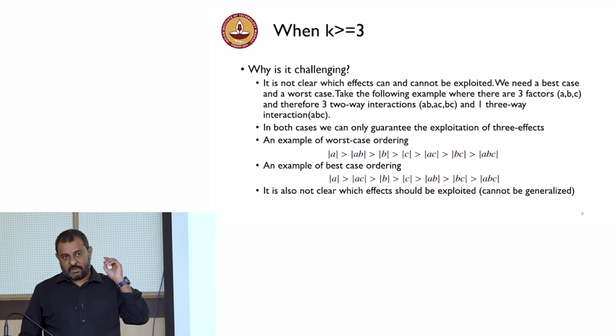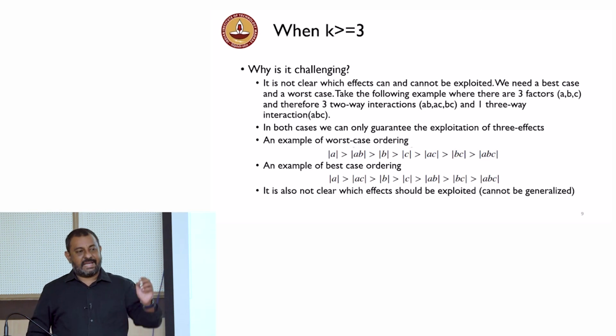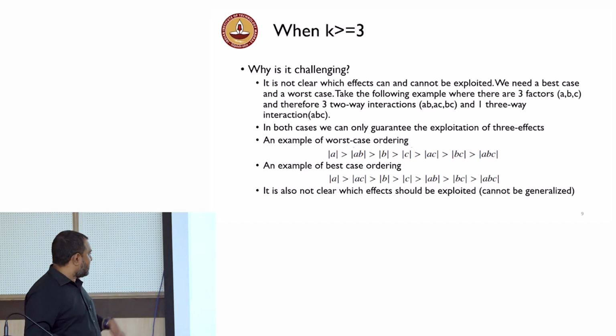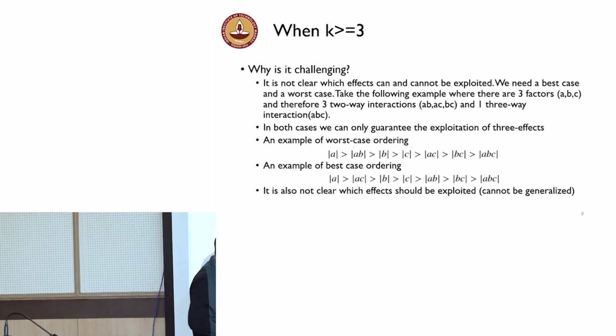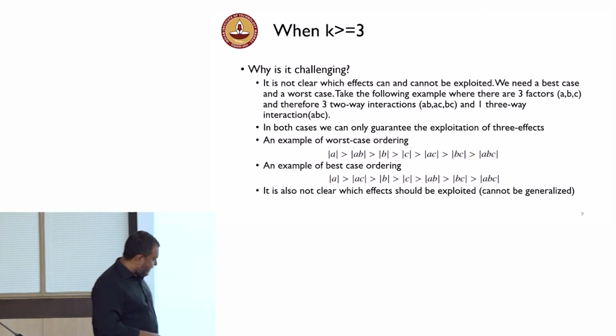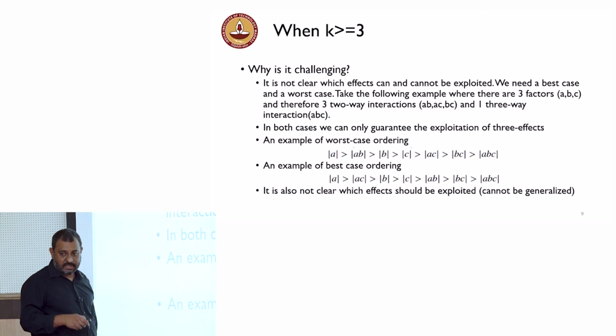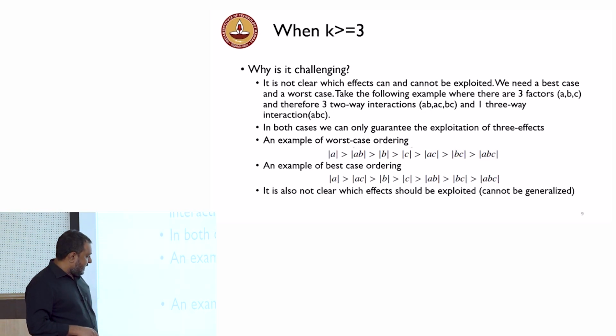When it's 3, now you have 3 two-way interactions, 1 three-way interaction and 3 main effects. Out of these 7 terms, can I guarantee that you'll be able to exploit the top some number, right? Or how many of them can I guarantee that you will be able to exploit? That is itself really murky, right? And I'll give you an example of something that can be for or against you. Take the case where this is the order in which the terms are ranked in terms of their magnitudes. Clearly here you can exploit A, you can exploit AC, and you can exploit B, right? You can exploit the top 3.